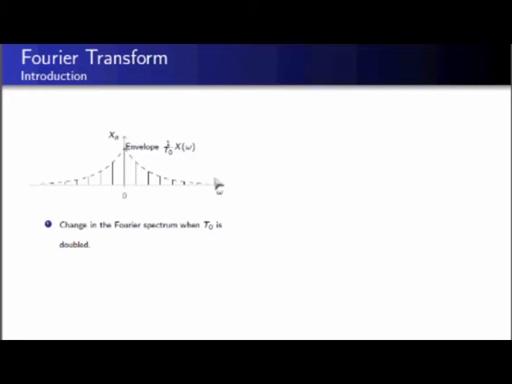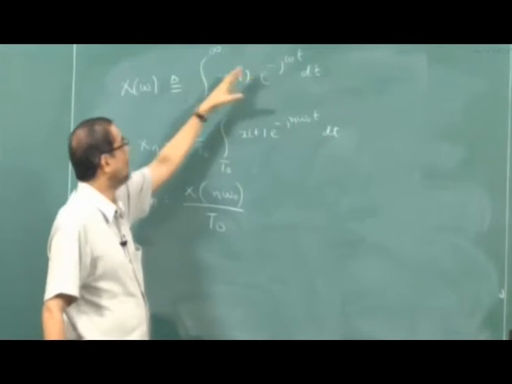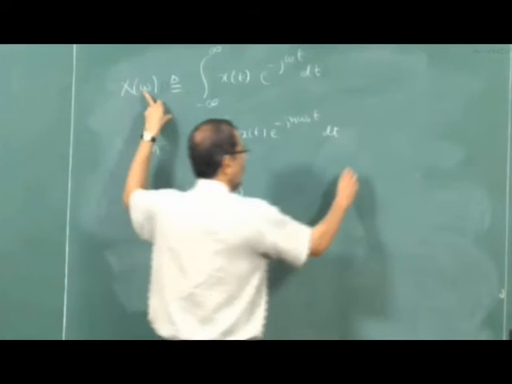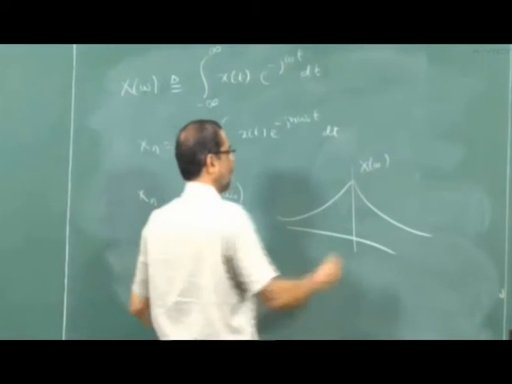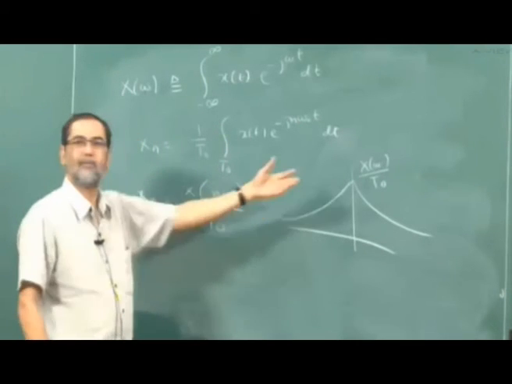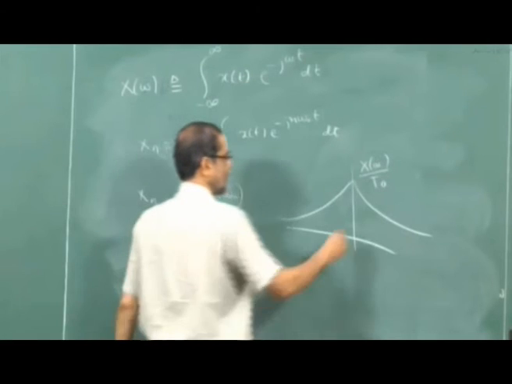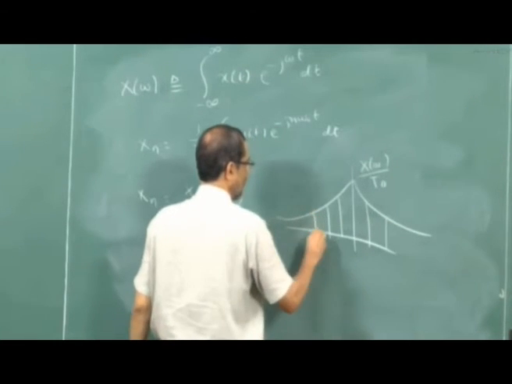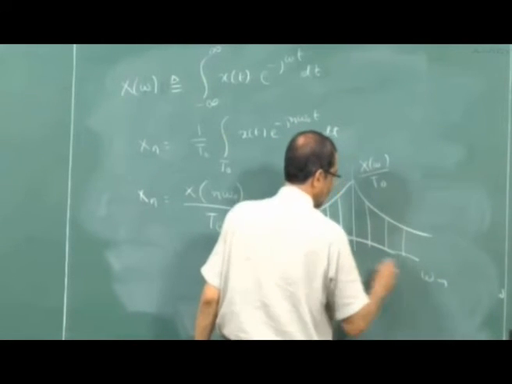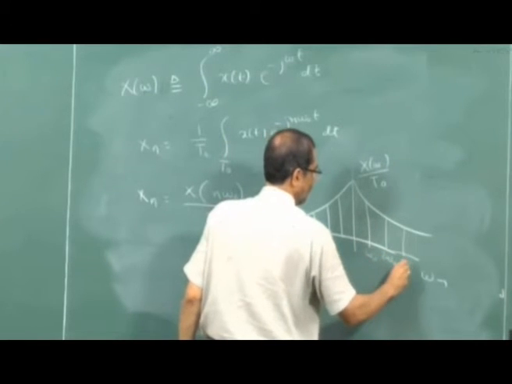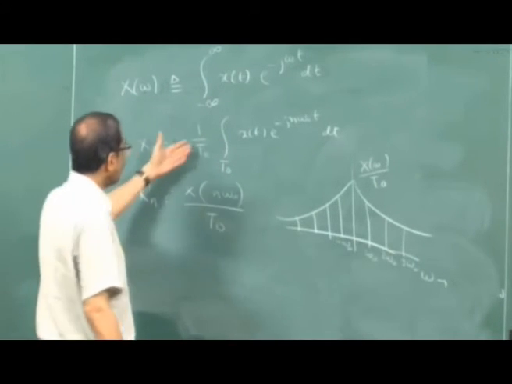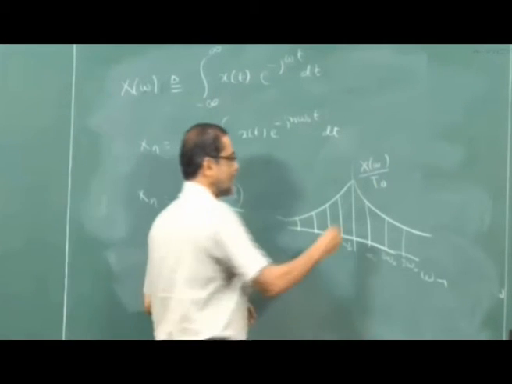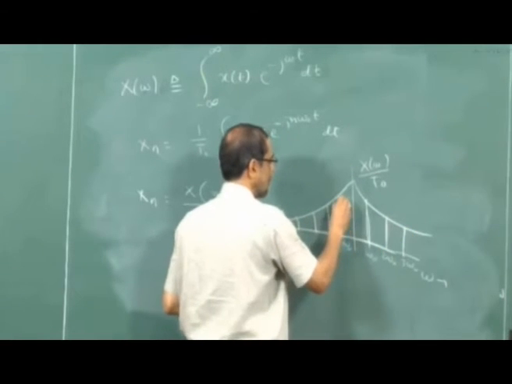So for some t naught, I can calculate this. This is a continuous function of omega, because omega takes all values from minus to plus infinity. So let's say I sketch x omega and it looks something like this. Let's say I divide by t naught also, so just a scaled version, and xn is sampled versions of this. So this is omega. Now this is some omega naught, 2 omega naught, 3 omega naught, and so on, and minus omega. So for some t naught, I can calculate xn by sampling this function at multiples of omega naught.